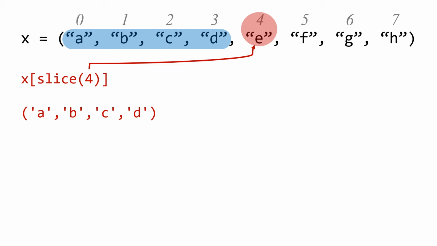As you can see here marked in red, index number 4 refers to the element E, but that is not there in the output, isn't it? So please remember, it takes the elements until the end reference, but it doesn't take the element at the end reference.